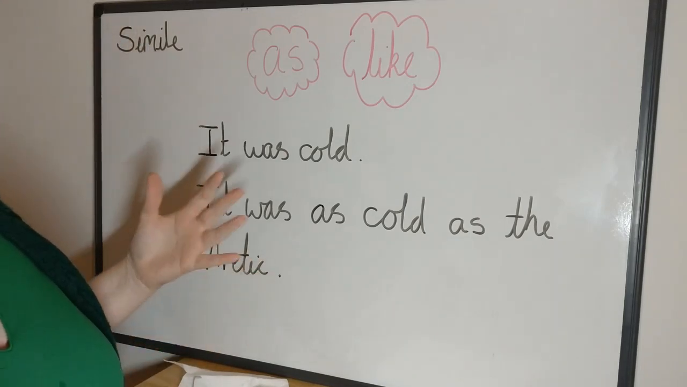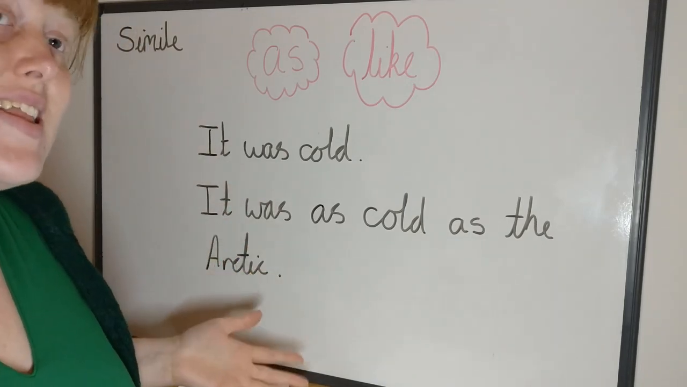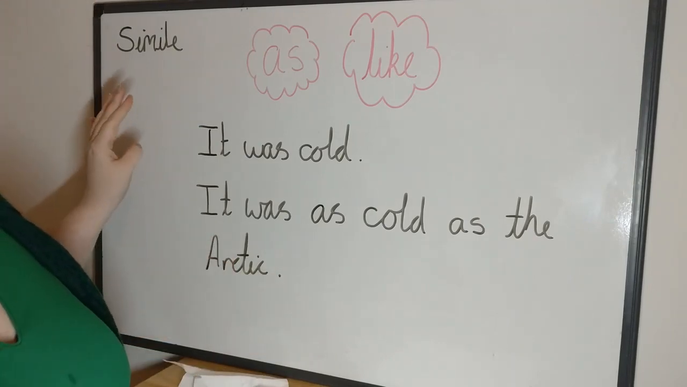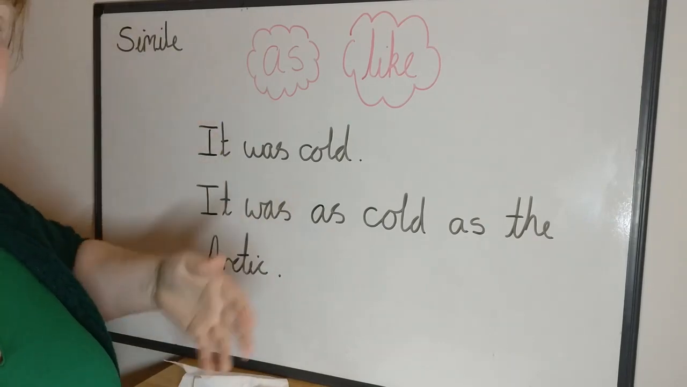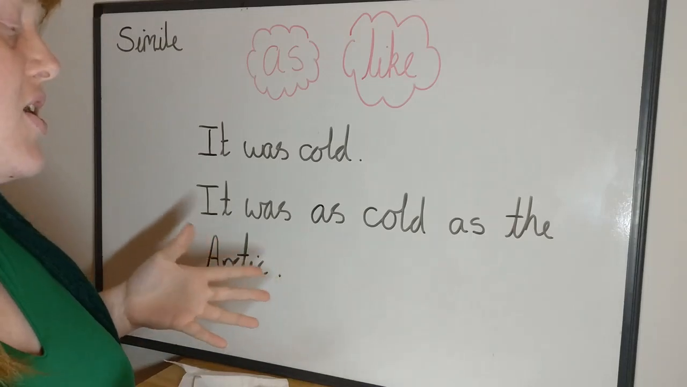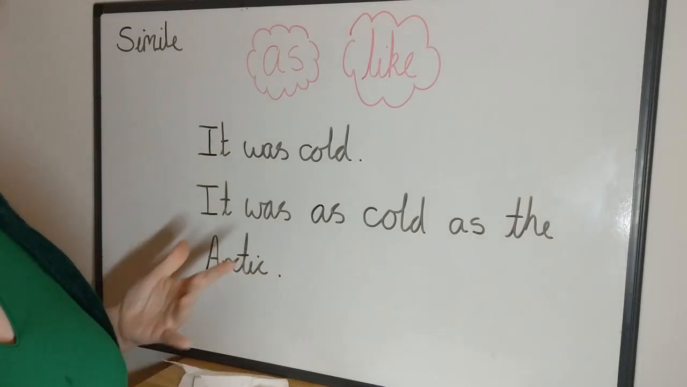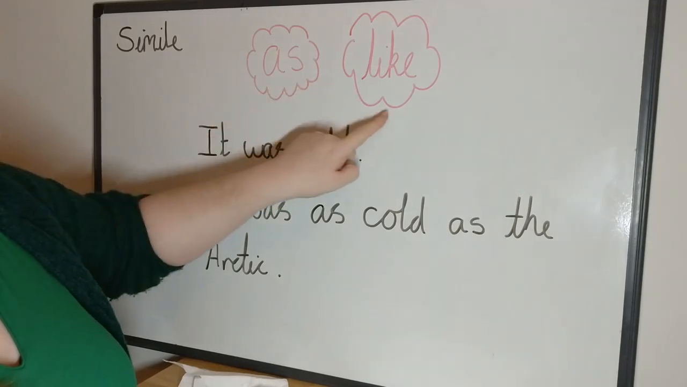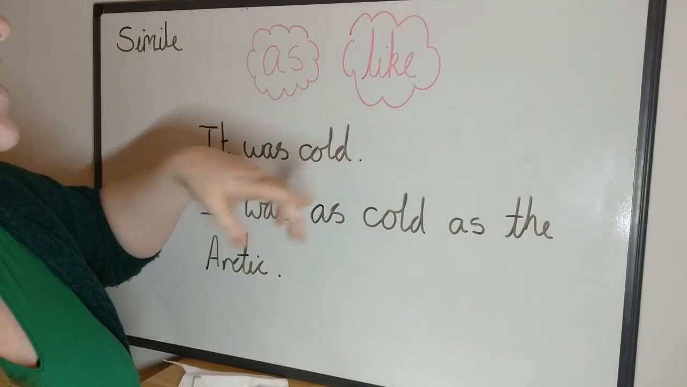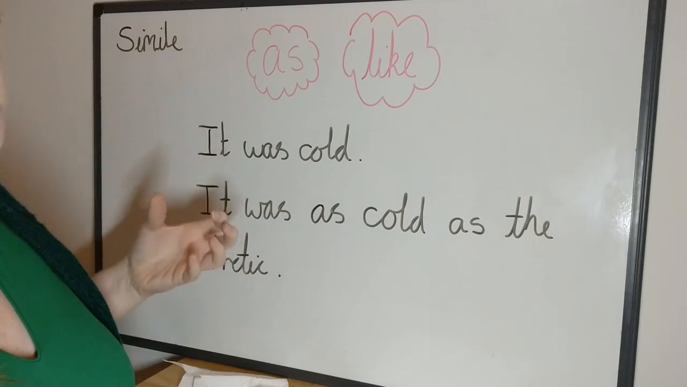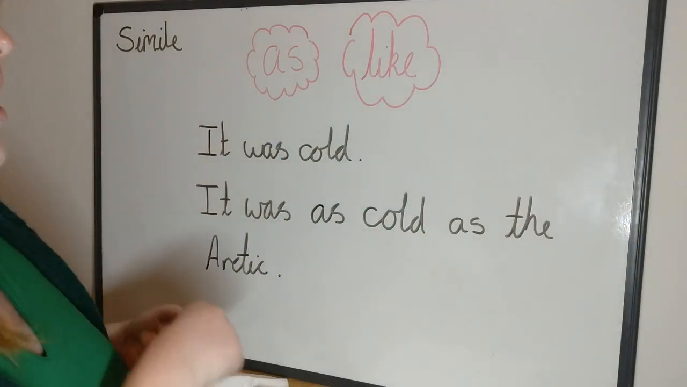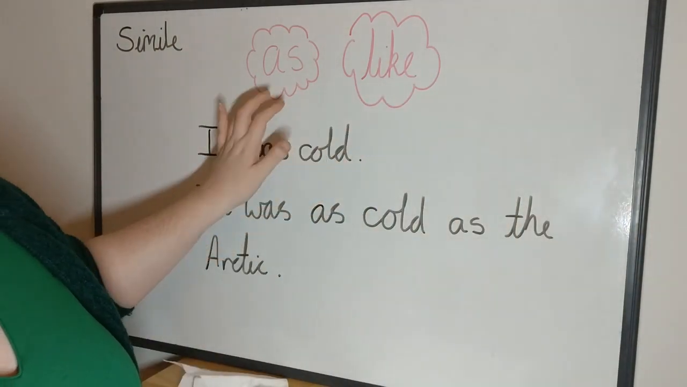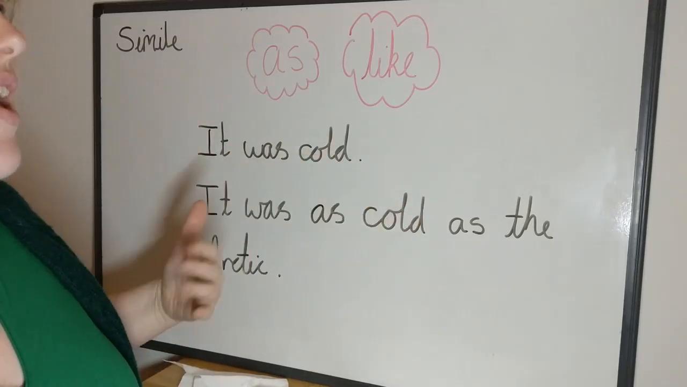So, simile is a writing technique that we use to help build a picture in our reader's mind to make our description a bit more interesting. And we tend to use as and like, because a simile is when we make a comparison to something. And we use these words to help us compare two things together.